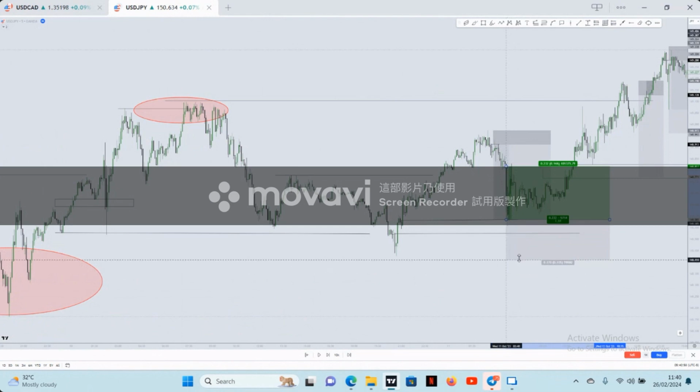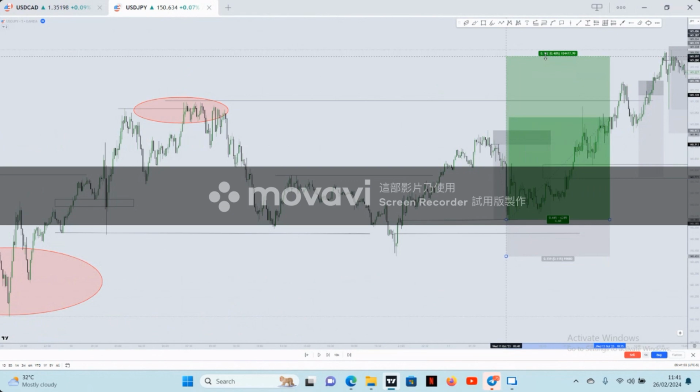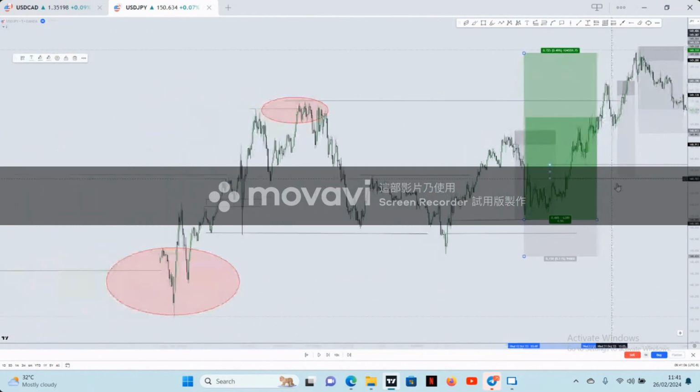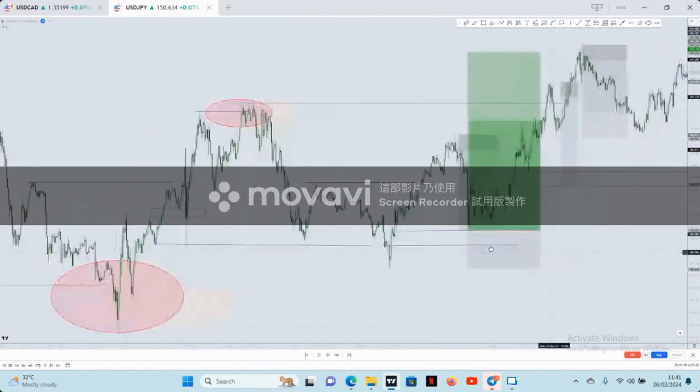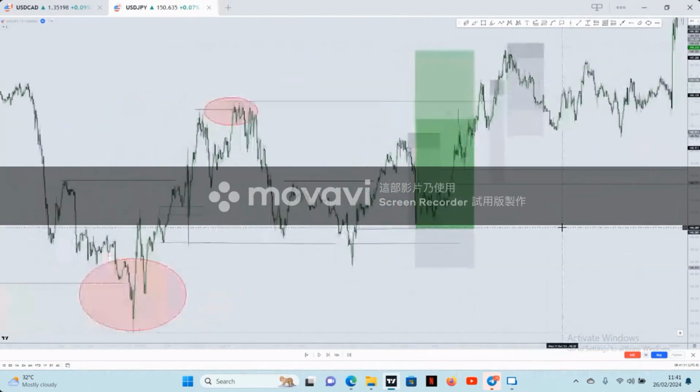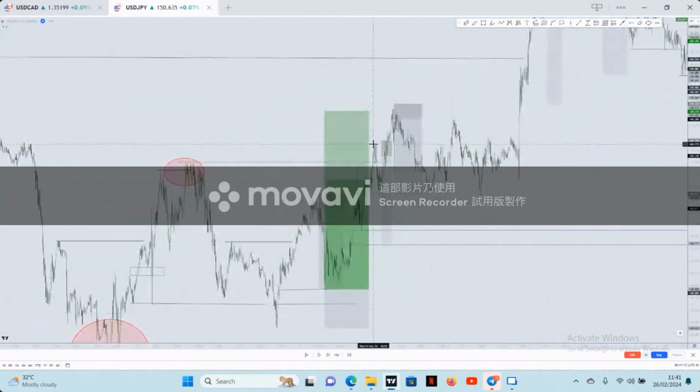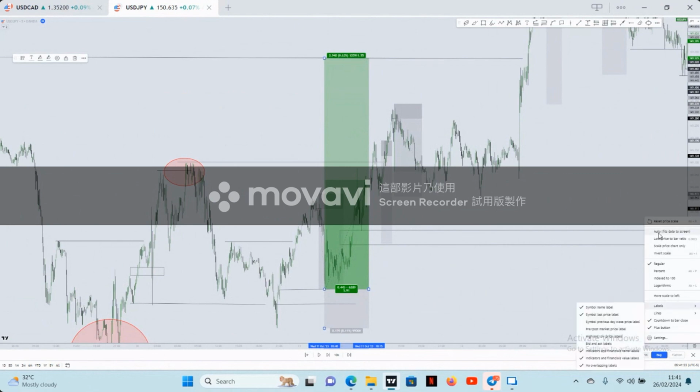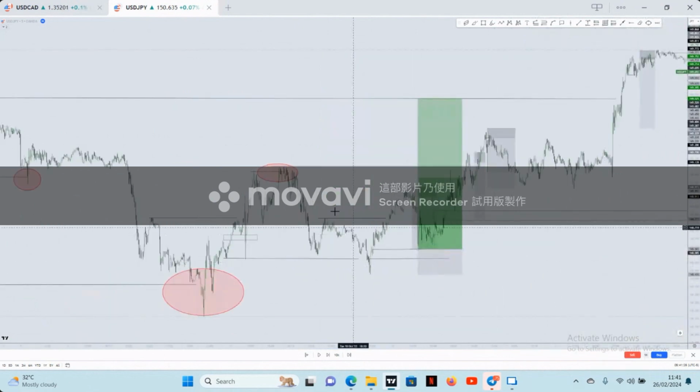The stop loss should definitely cover everything. And then we go up. This is a 1 to 4. Did it get high? Yes, it did. We can even hold it to this other point, 1 to 6. So let's continue this one.